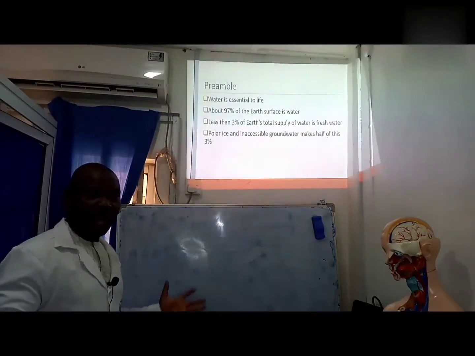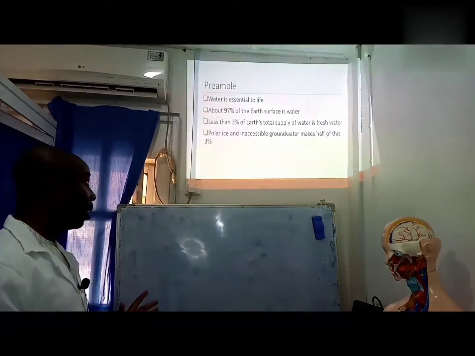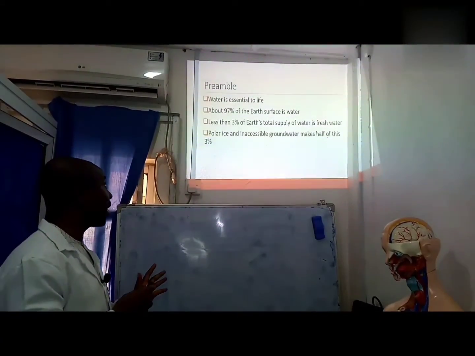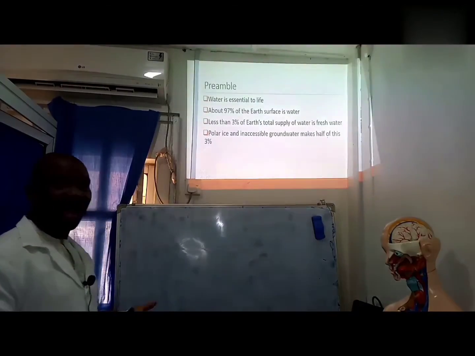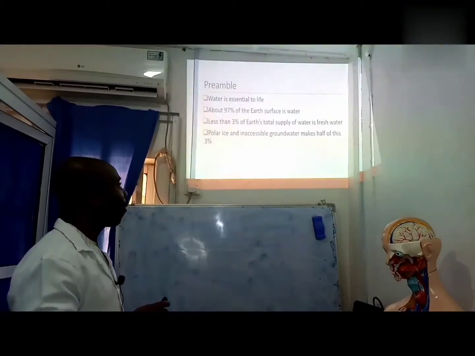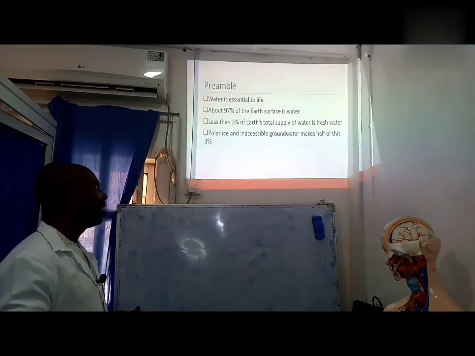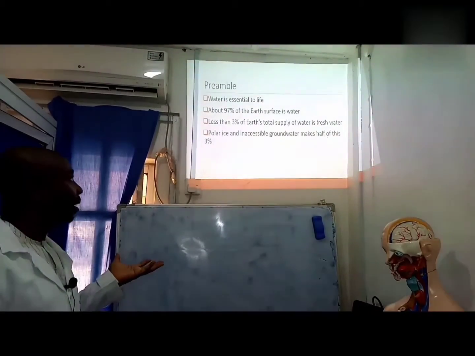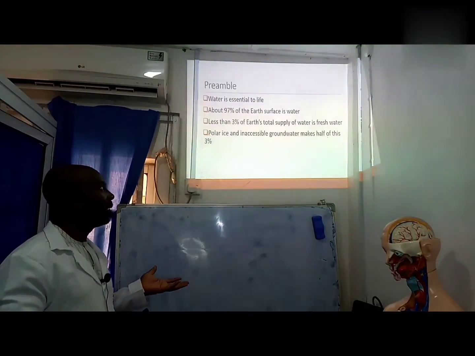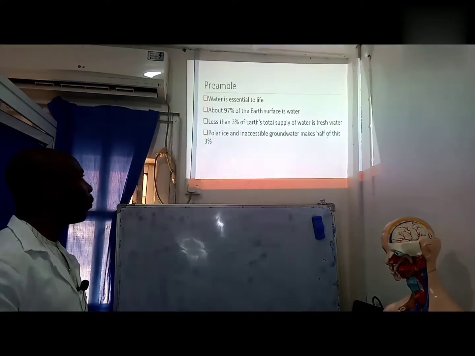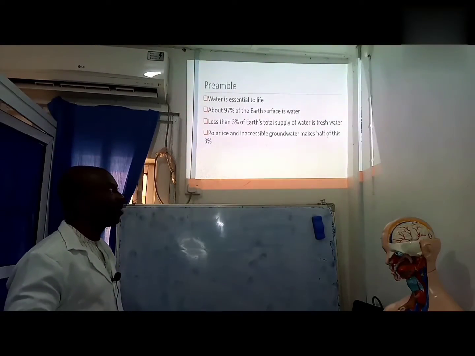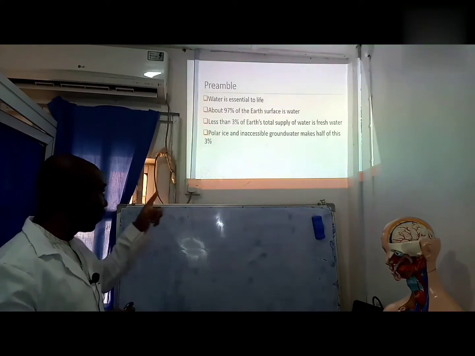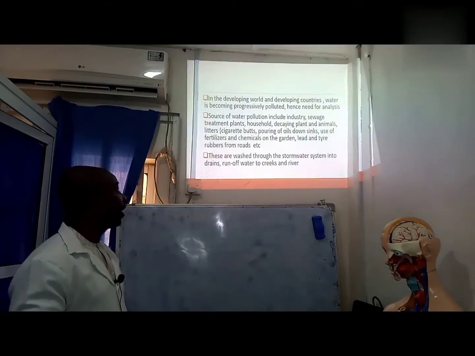Today, as a preamble, we like to note that water is essential to life, and about 97% of the Earth's surface is water. Less than 3% of Earth's total supply of water is fresh water, and polar ice and inaccessible groundwater make up half of this 3% that we're talking about here.